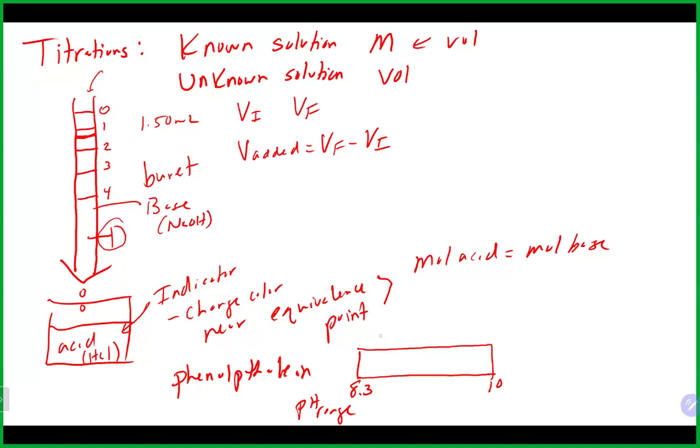For example, around 8.3, it's still colorless. And as you gradually go this way, it gets super pink. Yeah, fuchsia, super dark pink. You'll see it very shortly in an hour or so. It will get really, really pink.